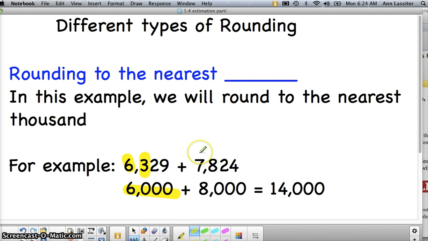When we have 7,824, we look at the 8 in the hundreds place. It's 5 and above, so we have to give the 7 a shove, and it becomes 8,000. You add 6,000 plus 8,000 for a fairly nice estimate of 14,000 as a sum of those two numbers. However, we are going to move on from there and look and see what happens in different types of rounding.